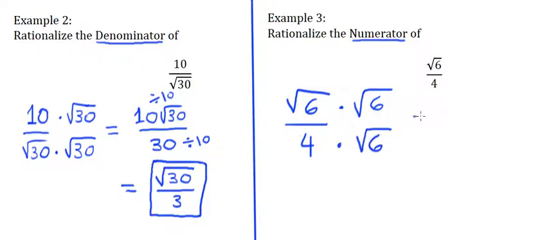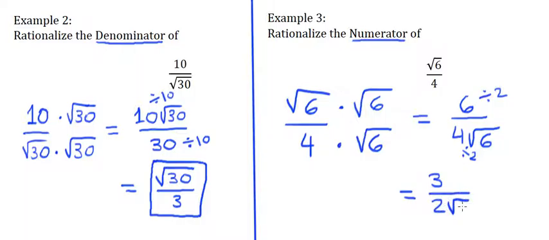So this will be equal to square root of 6 times the square root of 6, which based on our nice property is 6. On the bottom we have 4 times the square root of 6. Now simplify. Step number 2 says simplify, right? Make sure that your answer is simplified. Notice 6 and 4 have a common divisor, 2. So this in simplified form should be equal to 3 over 2 times the square root of 6. This is the final answer.